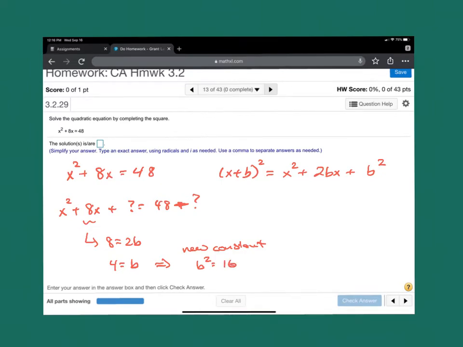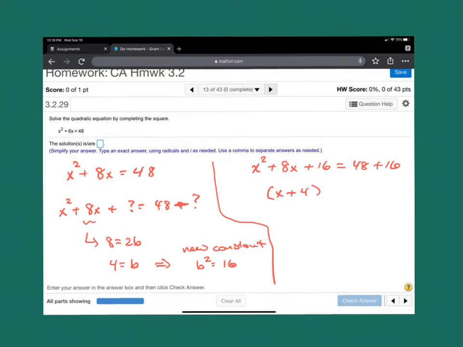And so I take my function, so let's get some room over here, and now I add on that new constant, but I add on that new constant to both sides. So plus 16 is 48 plus 16. So that this left-hand side now is a perfect square, and it will factor as x plus 4 squared. And so over on the right, I get 64.